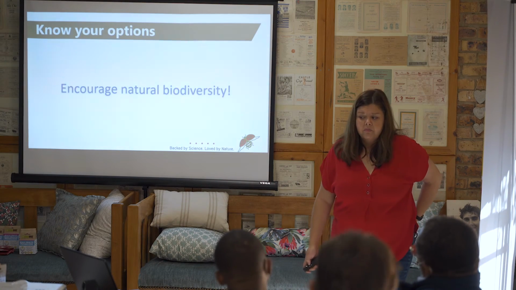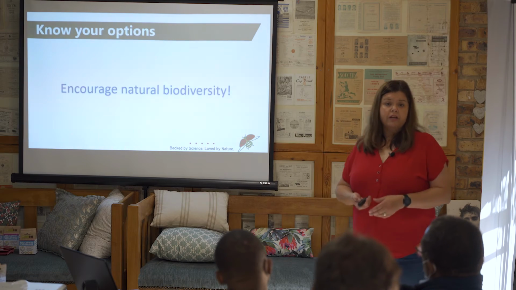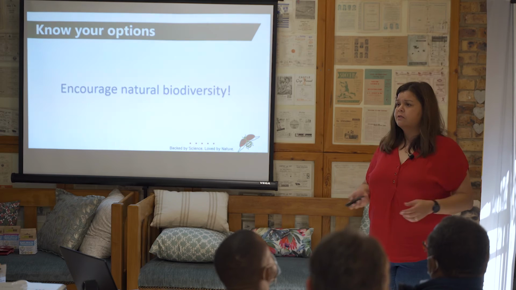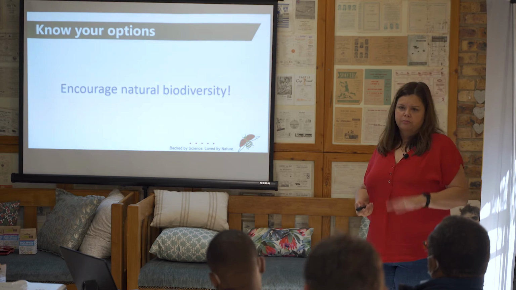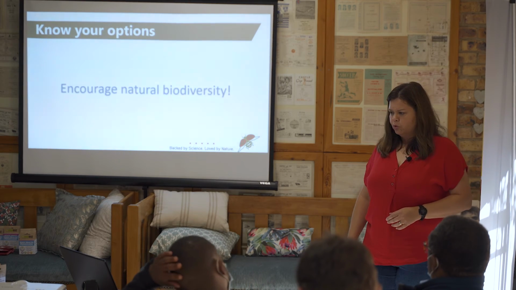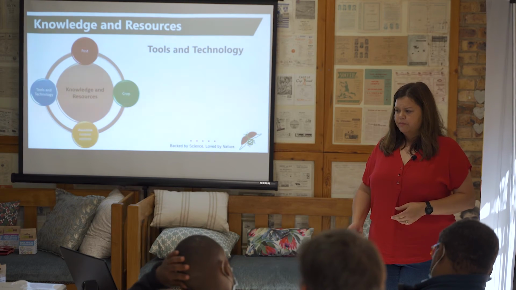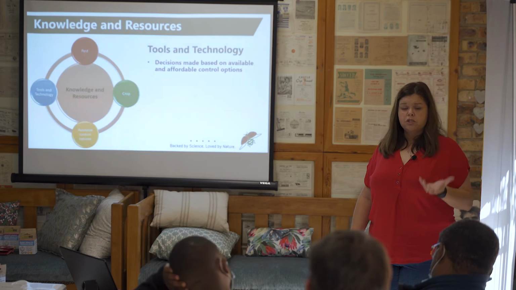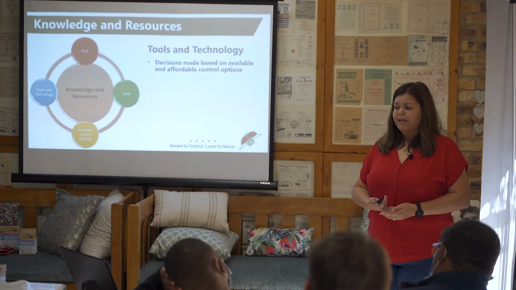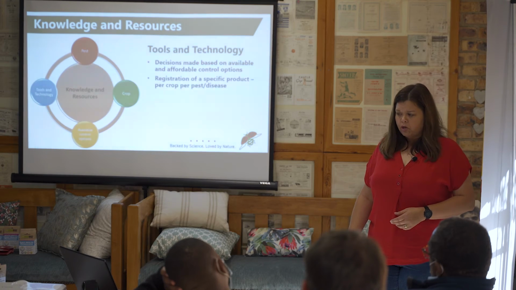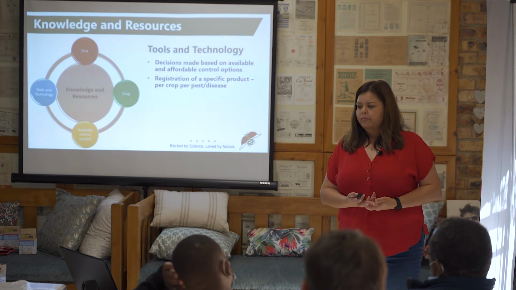Next, encourage your natural biodiversity, because the more diverse your soils, the more diverse your orchards, the more natural suppression you're going to find in your orchards. Moving over to tools and technology. For me, very important, decisions must be made based on all the available information that you've got, all your control options that you've got.